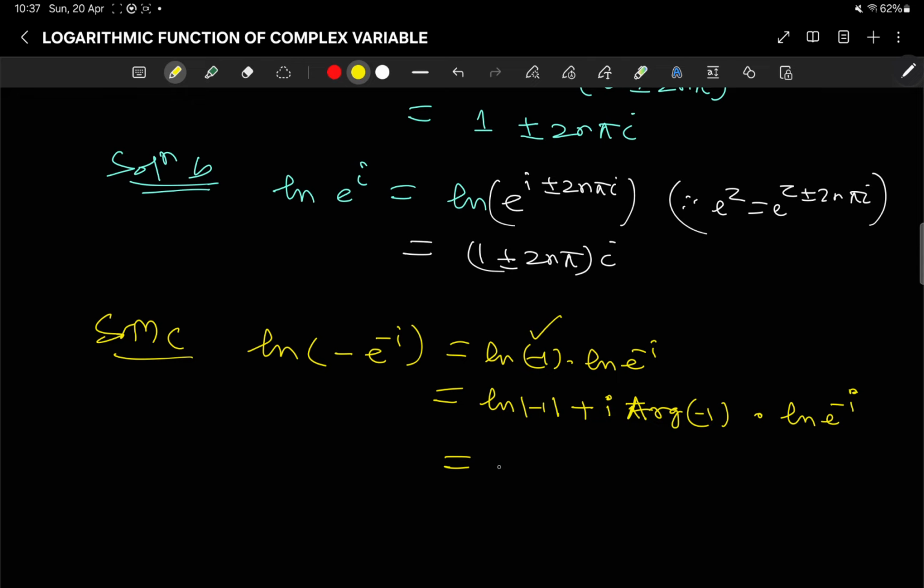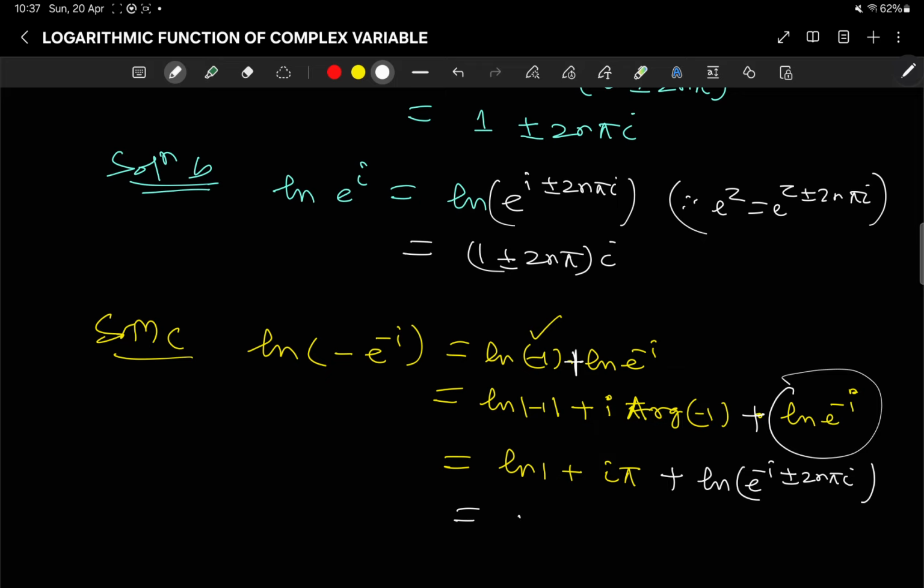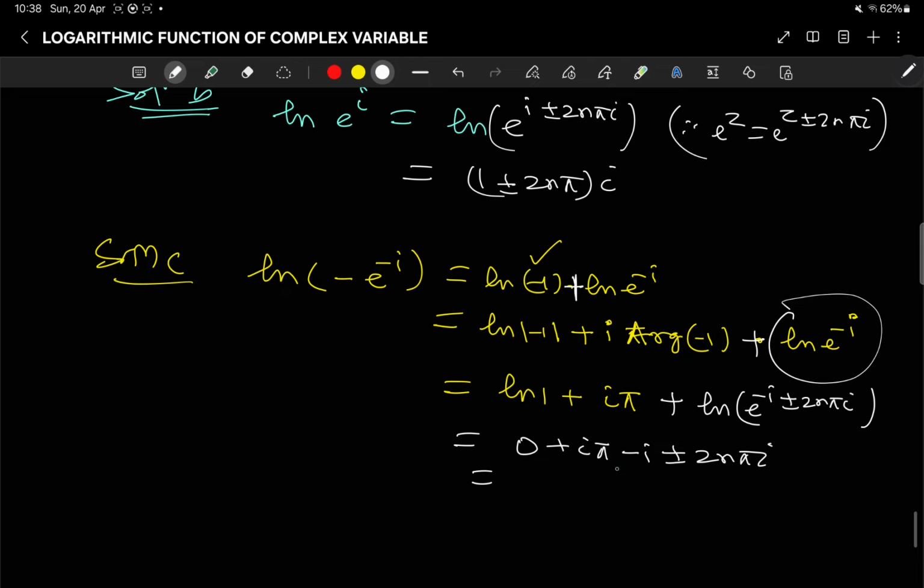Okay, so this is equal to, I can write ln 1 plus iπ, and this in line with this. Sorry, ln ab is ln a plus ln b, right? So this is plus ln e to the power minus i plus or minus 2nπi. So this is equal to ln 1, which is 0, plus iπ, minus i, plus or minus 2nπi. So this is equal to iπ minus 1 plus or minus 2nπi. So this is your answer.